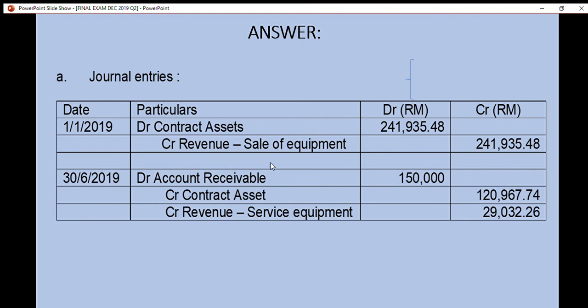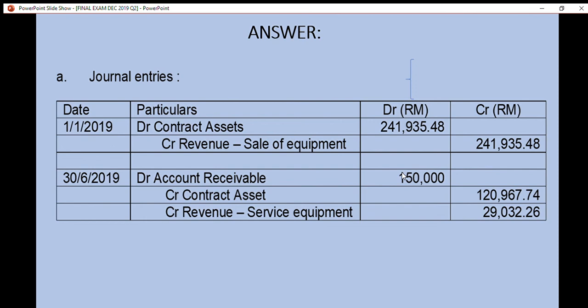And we have to debit accounts receivable 150,000. This is the total of these two. Why do we need to debit accounts receivable? Because on this date, the seller has not yet received payment from the customer, and the performance obligation has been partly satisfied, for half of the period, the 6-month period. So that's why we debit accounts receivable amounted to 150,000.